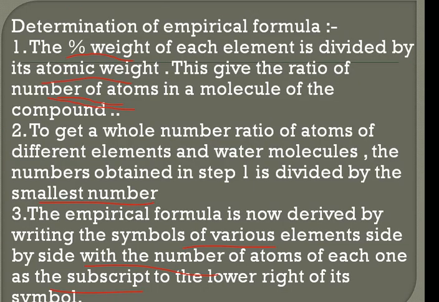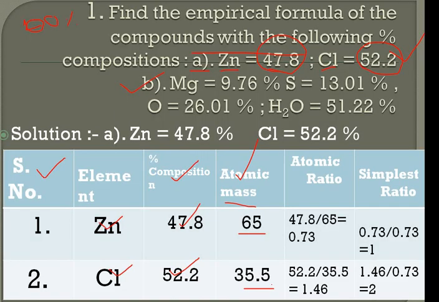After these steps, now attempt step number 1, which says the percentage weight of each element is divided by the atomic weight. Now the percentage weight is 47.8%. Divide this 47.8% by the atomic weight, that is 65. Here you see the atomic ratio is 47.8 divided by 65, which comes to 0.73, right?